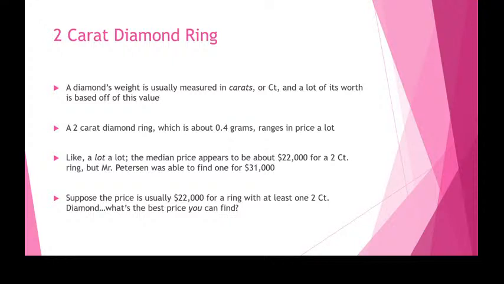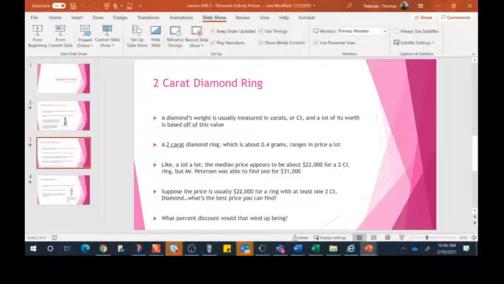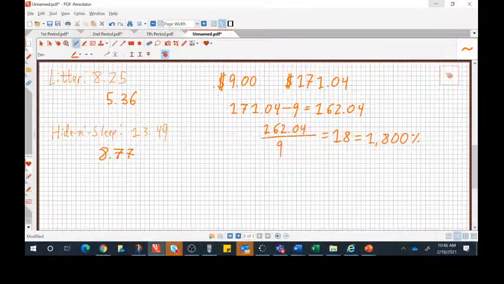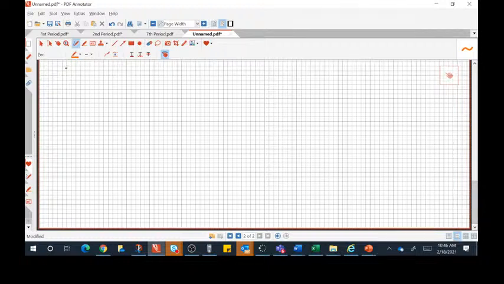Okay. Can I get you back up here in 5, 4, 3, 2, 1? All right, guys. So it's $22,000 for a diamond ring on average. But let's see here. What's the best price that you were able to find, Ezra?